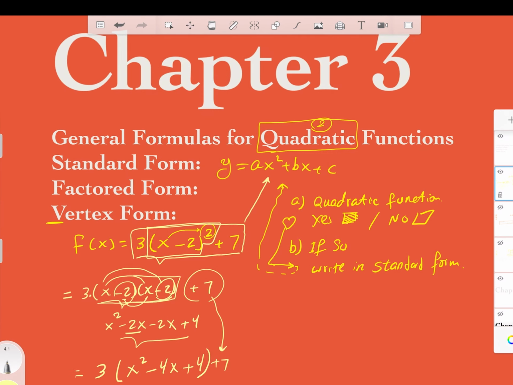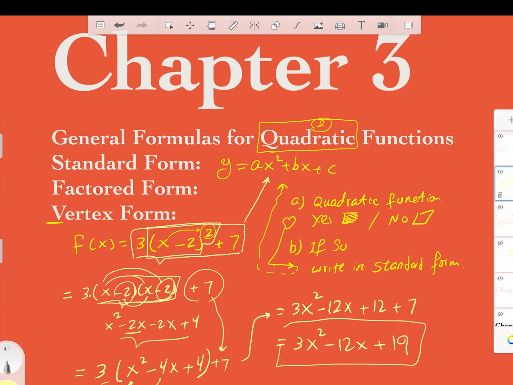So it equals 3x squared. 3 times x squared is 3x squared. 3 times negative 4x is negative 12x, plus 12 plus 7, equal to 3x squared minus 12x plus 19. So this is a quadratic in standard form. Standard form has degree 2, degree 1, and there is no x. So this is done.